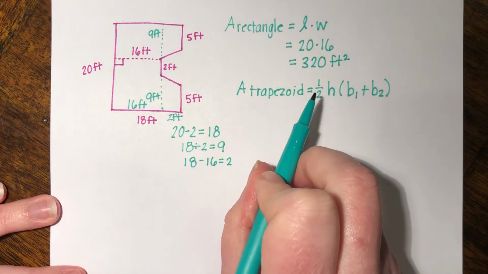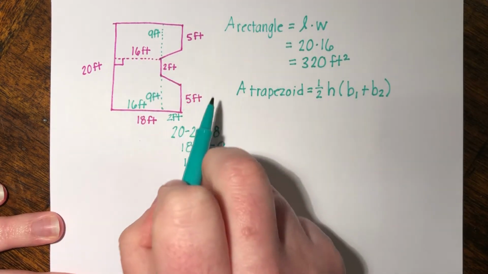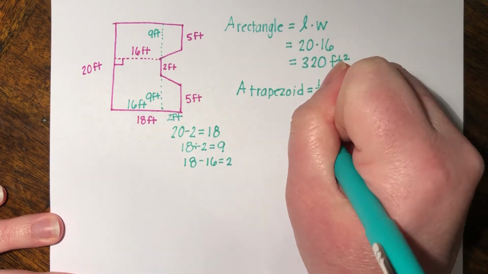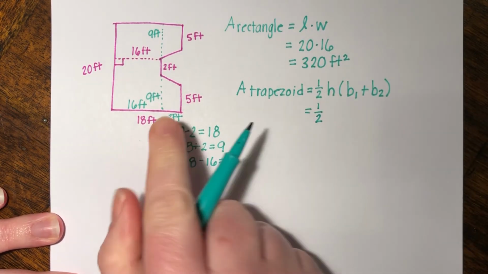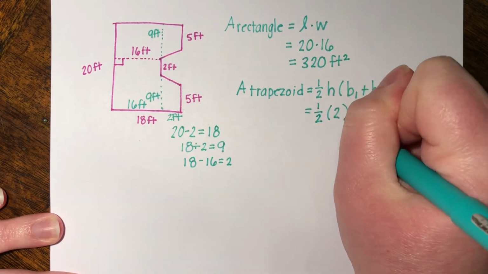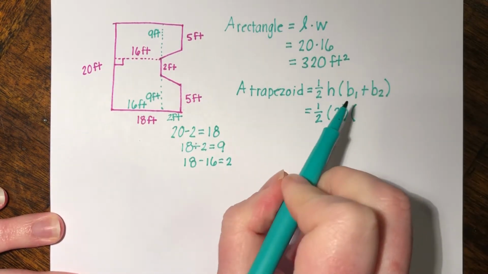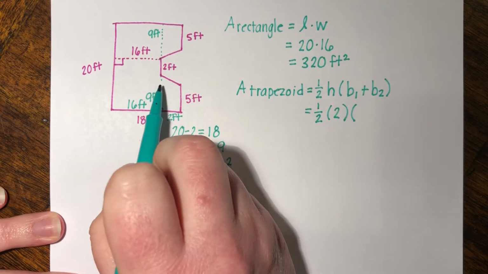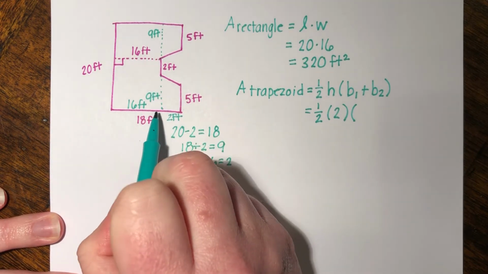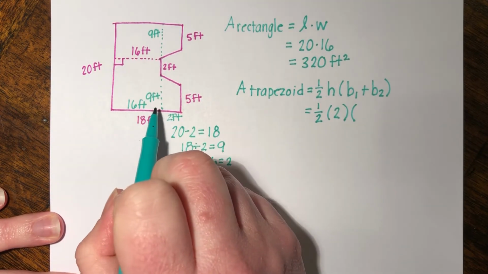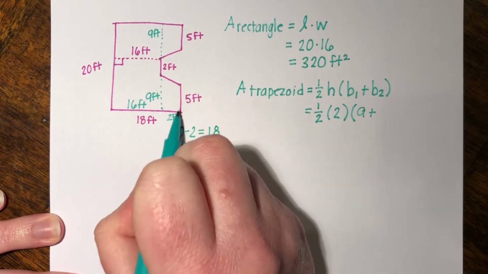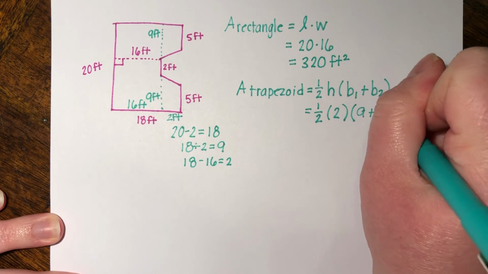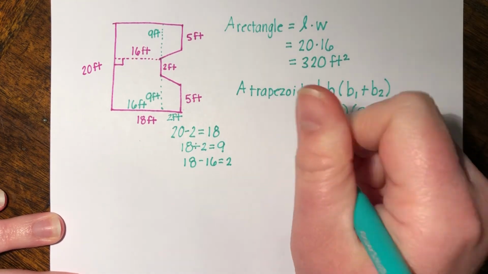Now we can go back to our formula and begin plugging in all of this information. So we have 1/2 times our height, which we found out to be 2 feet, times the group of base 1 and base 2. Remember, the bases of a trapezoid are the lines that are parallel to one another. So we have one base of 9 plus another base of 5. And now we're just going to solve it out.